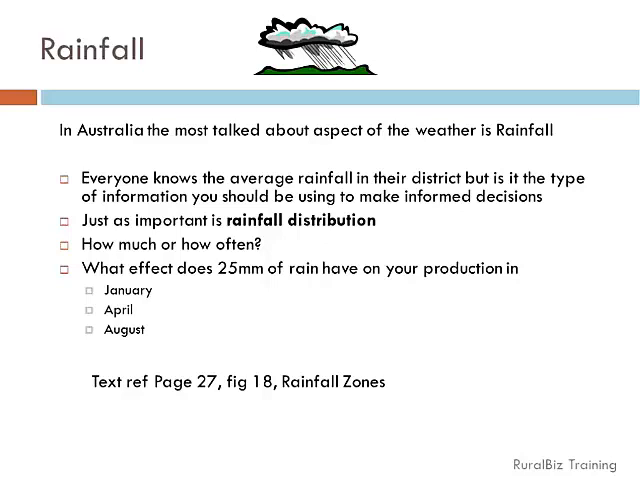So I'd like you to have a think about what 25 millimetres of rain means to your production in January, so in midsummer, in April, which is autumn, and then again in August. So does it matter too much in those particular months? Now, we left off with what happens if you get rain in November.